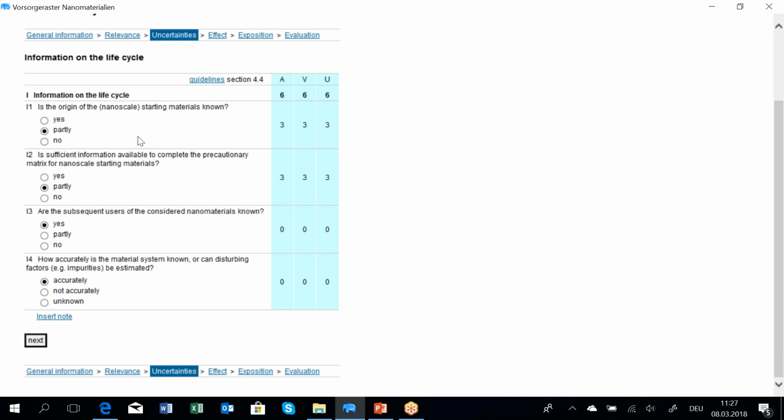Then the uncertainties, where we have the information about the life cycle. We have partly enough information about our origin of nanomaterials, and we have also partly information to fill in the precautionary matrix. We know the subsequent users of our nanomaterials, and we have accurate information about the material system.